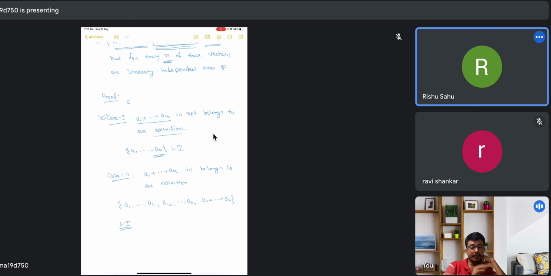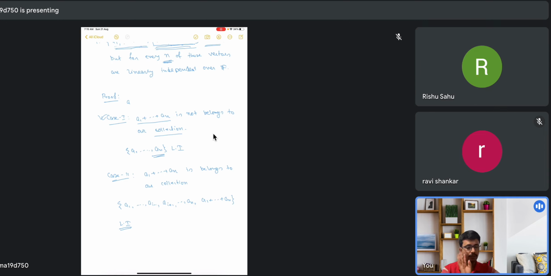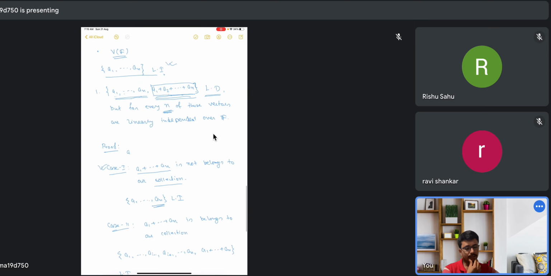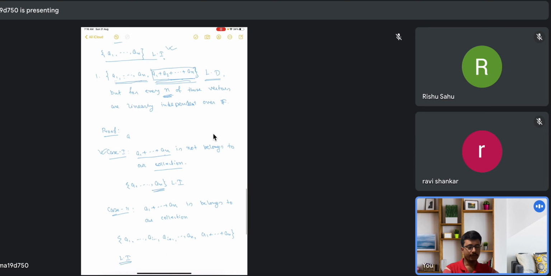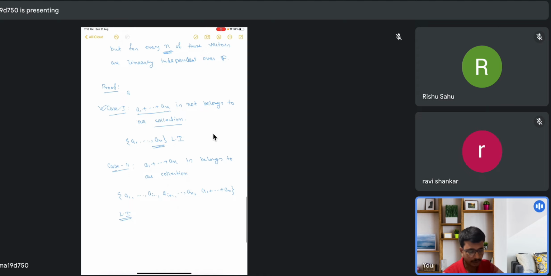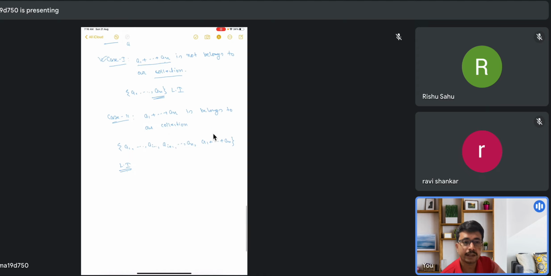Not understood. Now, there were two possibilities: this sum may or may not belong to your collection. There are a total of n plus 1 elements, so we have to choose n elements from those vectors. The first case is that it does not belong, then we are done. Suppose it belongs to our collection, then we have to prove that it is linearly independent.